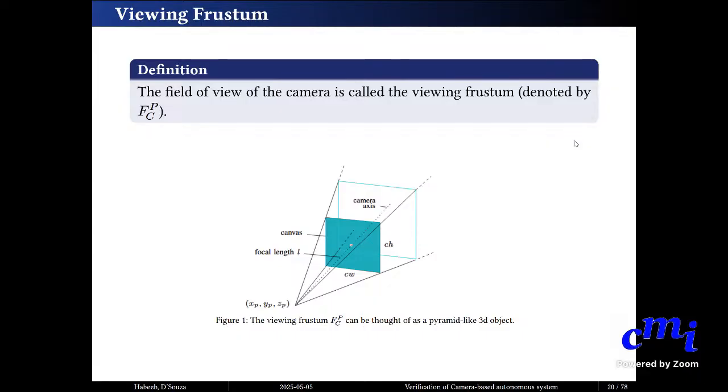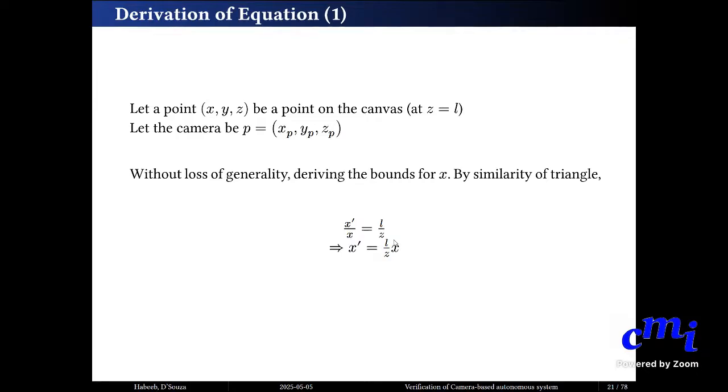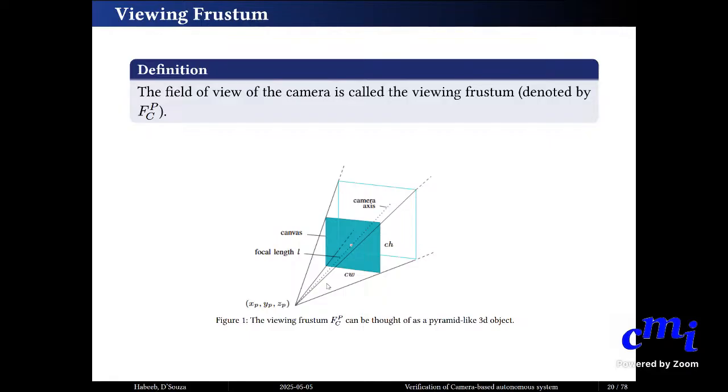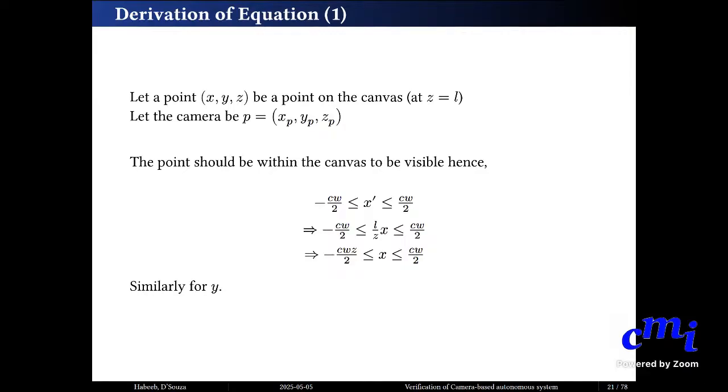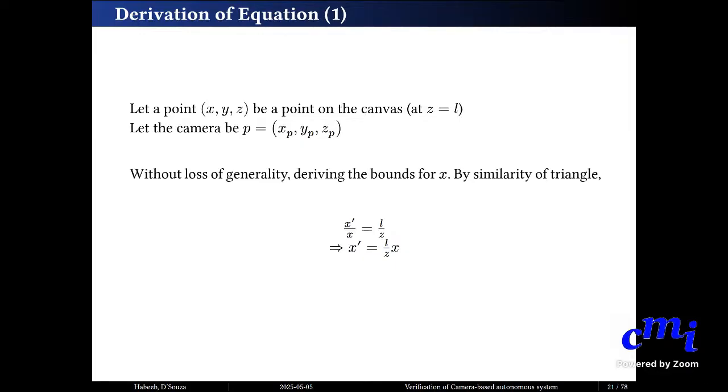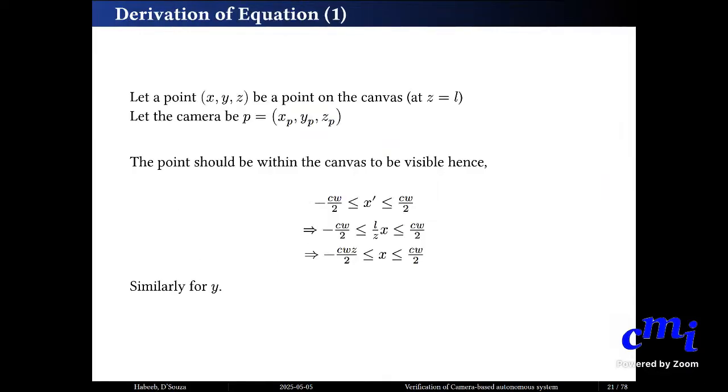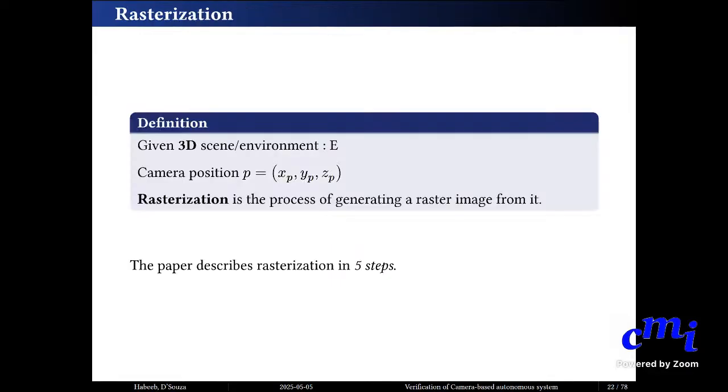I got it. So by similarity of triangles, this X divided by X dash equals L by Z. If this is X, this by this divided by this, the similarity of triangles formula. So by that I get these constraints. I'll draw a picture here for the future. Now we are coming to the rasterization step.